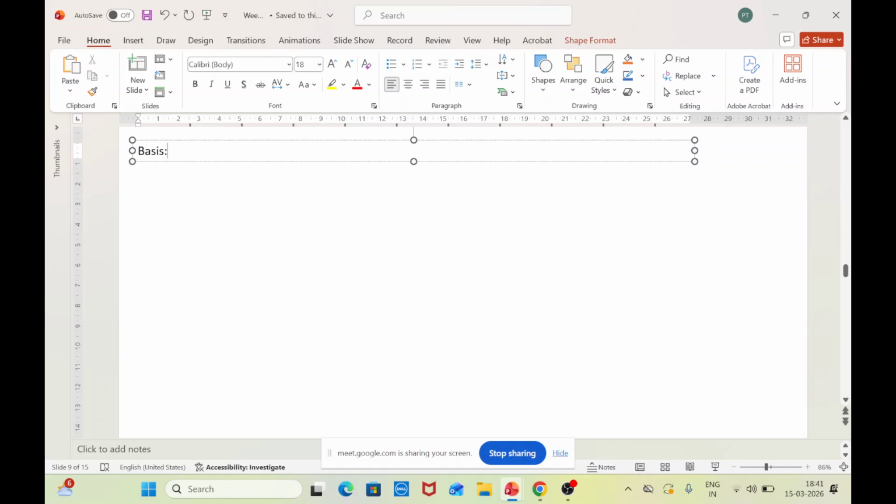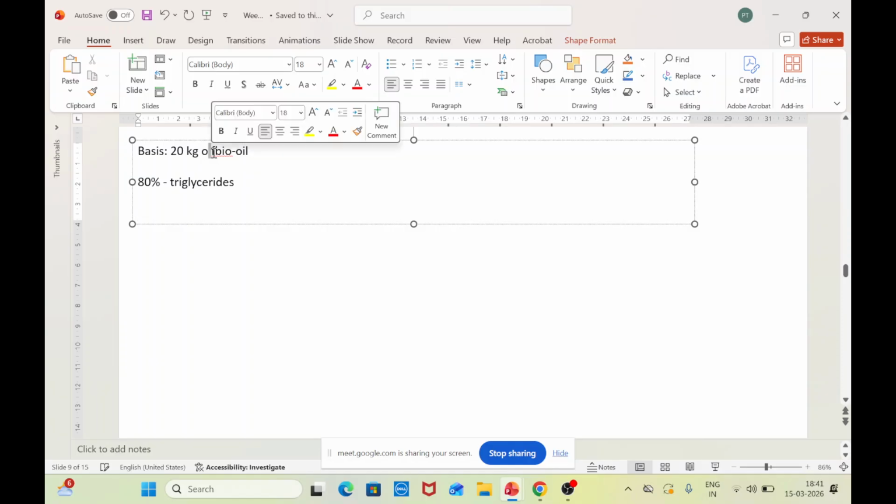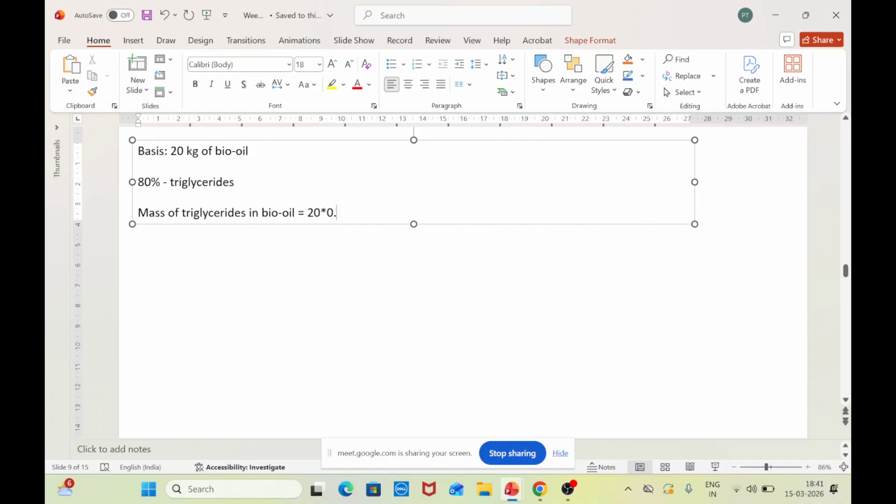So the basis is given as 20 kg of bio oil, and we are given that 80 percent of the bio oil is triglycerides. So since we know that 20 kg of bio oil is there and 80 percent of it is going to be triglyceride, the mass of triglycerides in the bio oil will be 20 times 0.8, so that will be 16 kg.